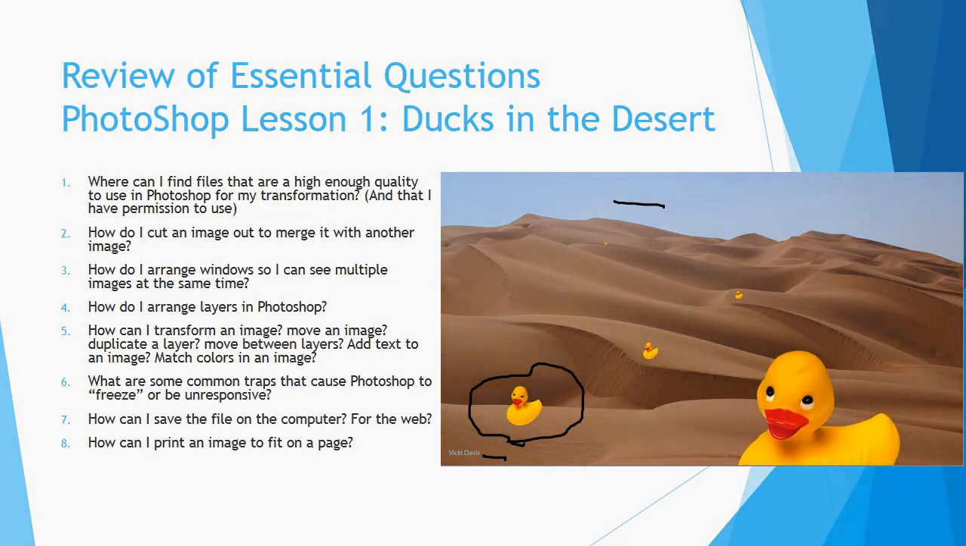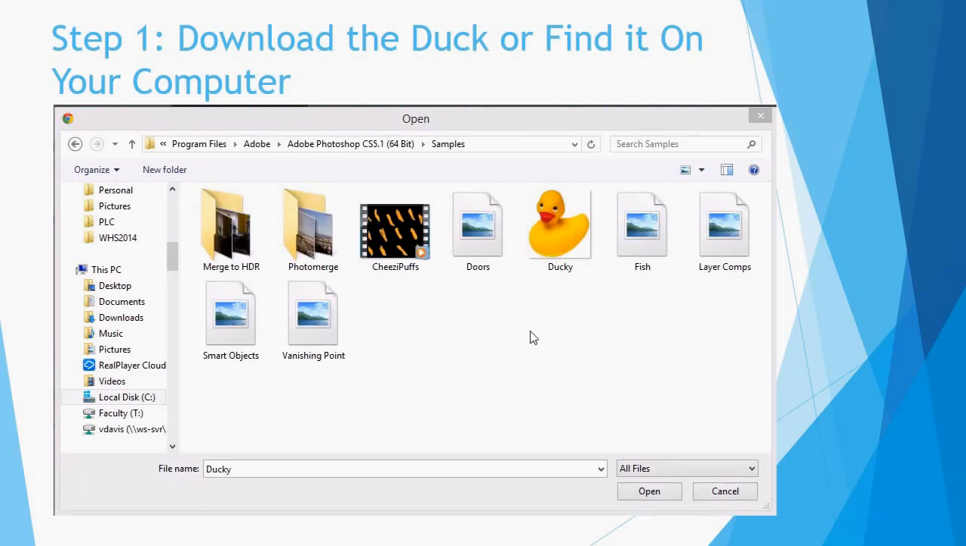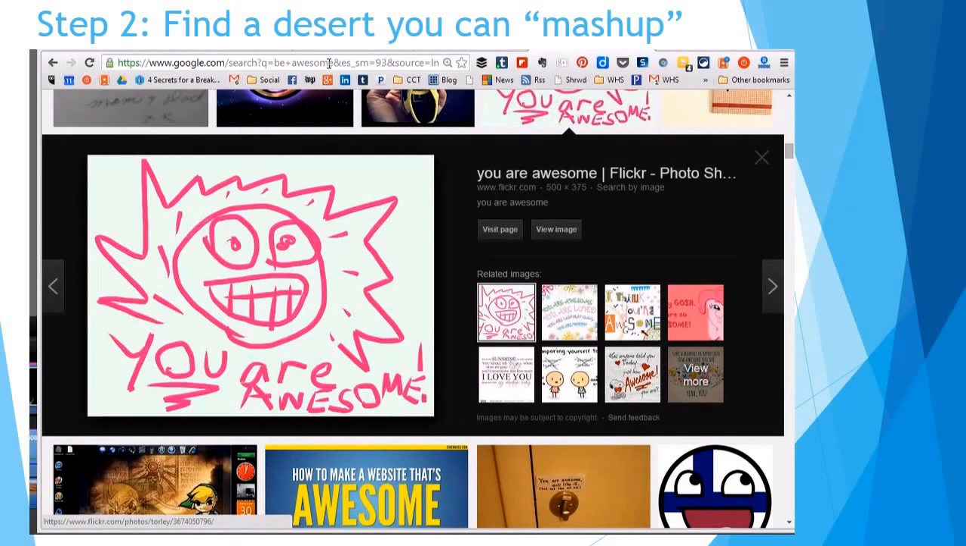Let's have some fun. So if you need this image, what you need to do is go to Program Files, Adobe Photoshop, and we're using the 64-bit version, and Samples, and you'll see Ducky in there. Now my students will be able to download this from Haiku. Now we're ready to find the desert image.